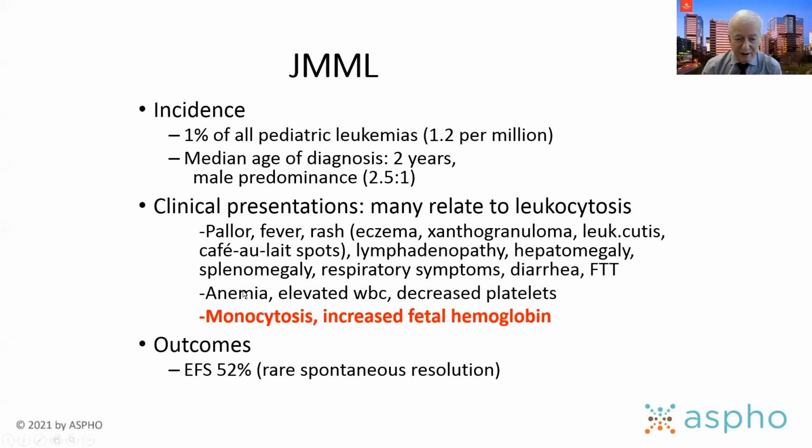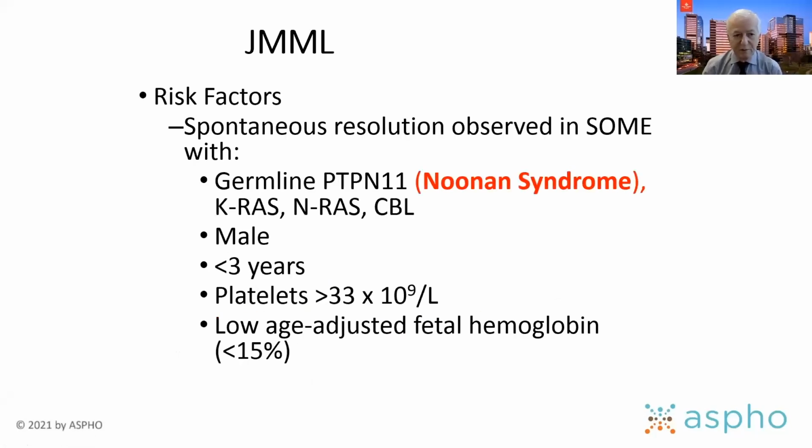They present like other leukemia patients with anemia, leukocytosis, and decreased platelets. But for the JMML patients, the important factor for you to remember is that they have a monocytosis and increased fetal hemoglobin. So the outcomes for those with the spontaneous resolution is good, but those that go on to leukemia have a worse outcome. Spontaneous resolution, as I mentioned, is typically in the Noonan syndrome patients, or males, young, who have a modestly good platelet count and low adjusted fetal hemoglobin for age.